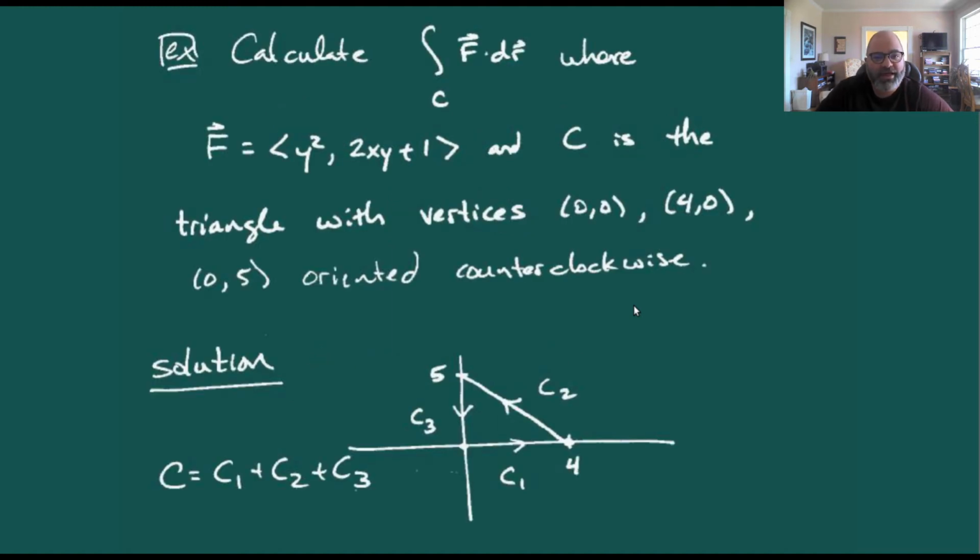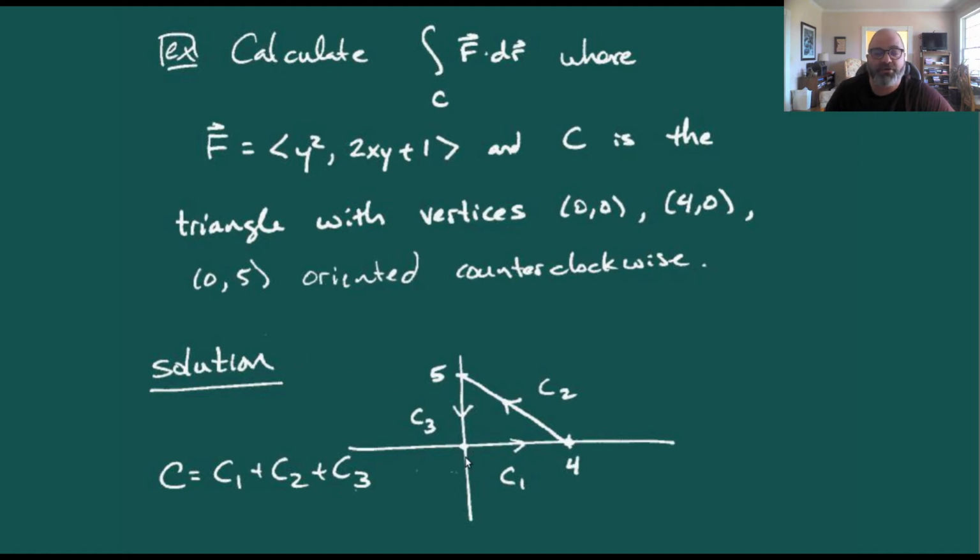So let's say now that we want to calculate the line integral over C of F dot dr, where F is our vector field (y squared, 2xy plus 1), and C is now a triangle that has these vertices: (0, 0), (4, 0), and (0, 5), and we want to orient that counterclockwise. So we've got a closed curve and we're going to go in the counterclockwise direction as we're tracing it out.